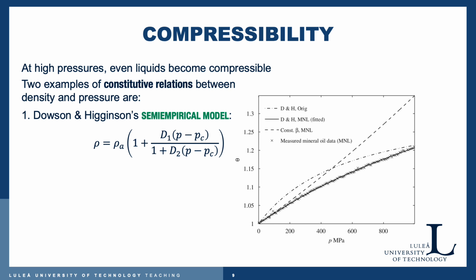and they had three parameters in their original model, and they are the rho A and D1 and D2 parameters, or at least parameters related to those. PC here is cavitation pressure, which is added to the model at a later stage. And the figure, it is not coming from Dawson and Higginson's work, it's from a work by Saline et al., where they explored different compressibility relationships for cavitation models.